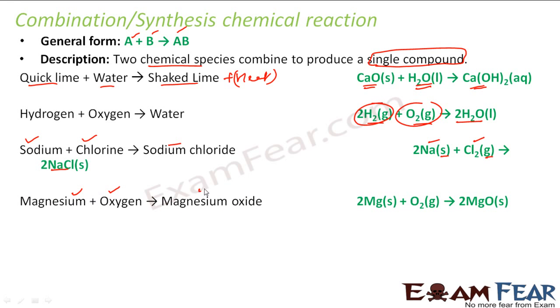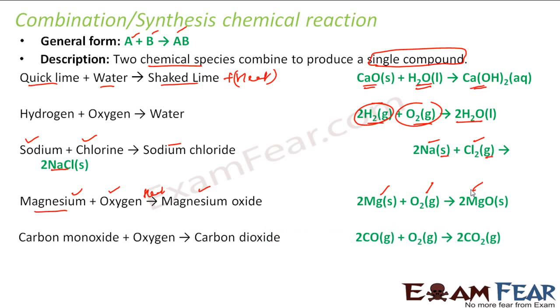So you have magnesium and oxygen. You add these two, you get magnesium oxide. This we have done actually. So you have this magnesium ribbon, you heat this in presence of oxygen, you get magnesium oxide. This is also one combination reaction we have. We have two elements, you combine to get a single compound.